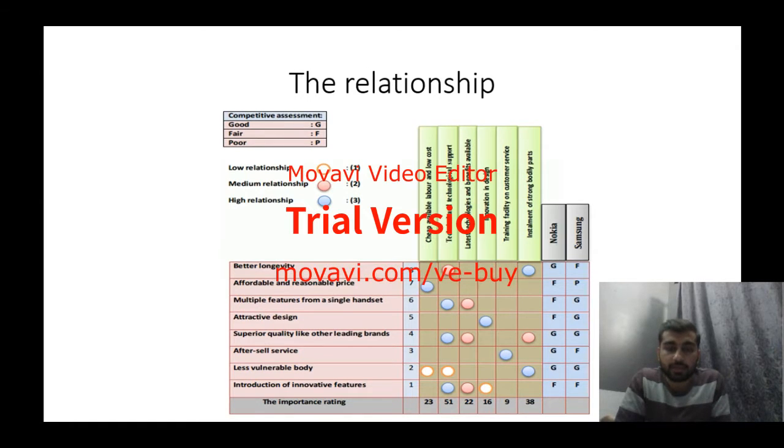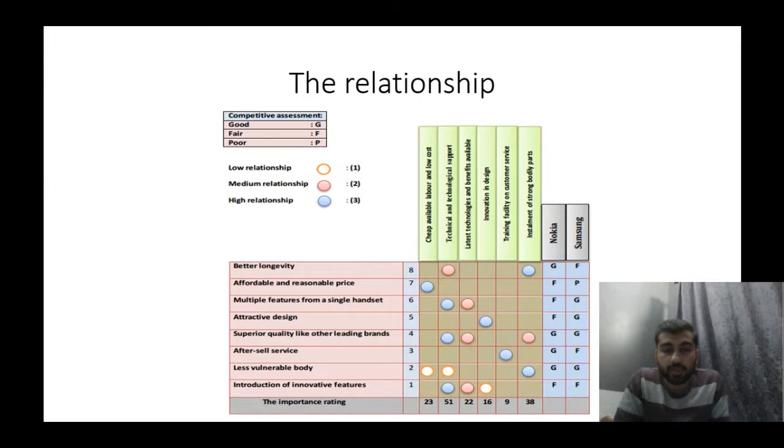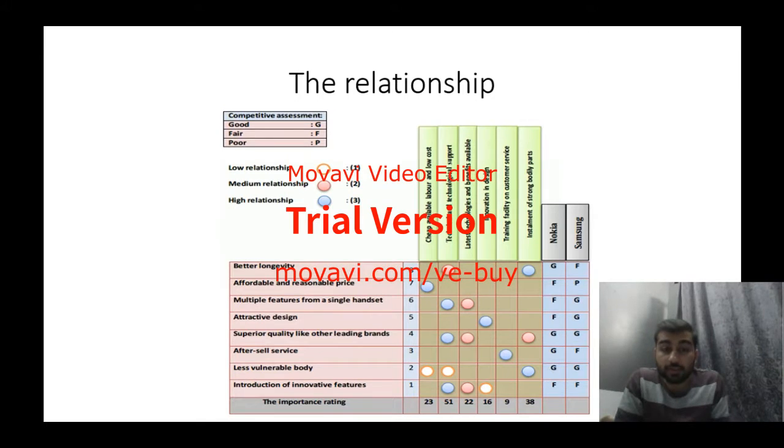Is a requirement by a customer, which is this higher requirement, and how can OnePlus achieve that? It can achieve it through technological and technical support, and secondly, by installment of strong bodily parts. These are the two things that it can do. Technical and technological support has a lower medium relationship with better longevity, whereas the bodily parts definitely have a higher relationship to achieve better longevity.